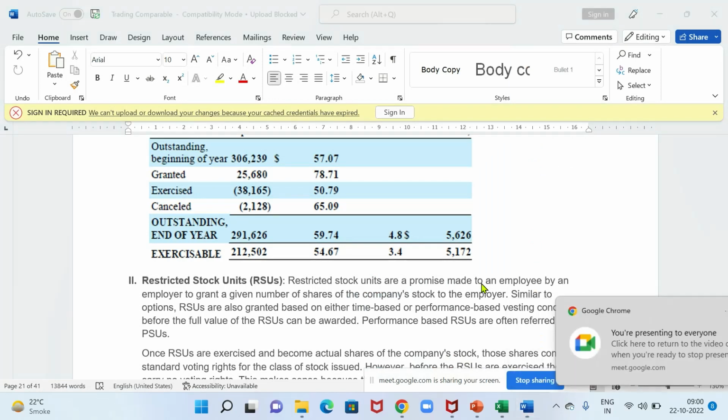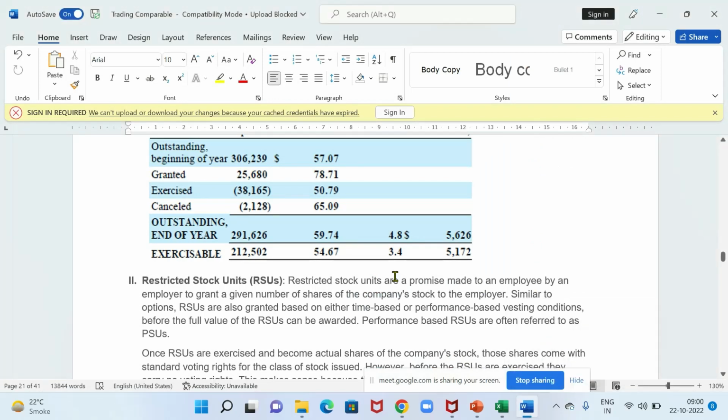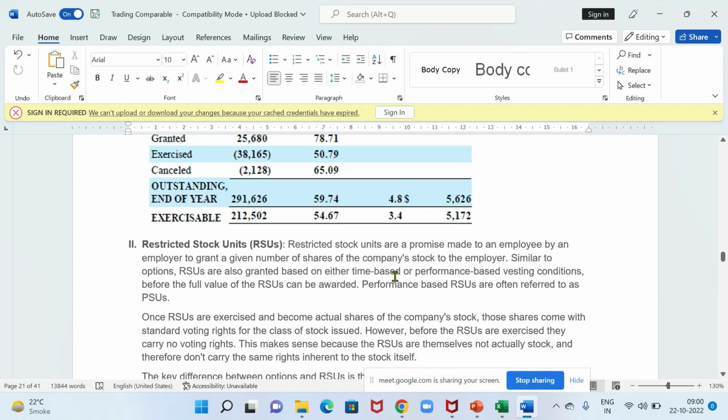So restricted stock units. Restricted stock units are basically those units granted to an employee by the employer with the promise of issuing them as securities without any condition. The condition would only be that it could be time or performance based.